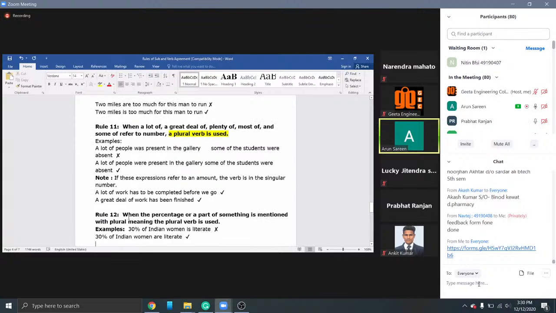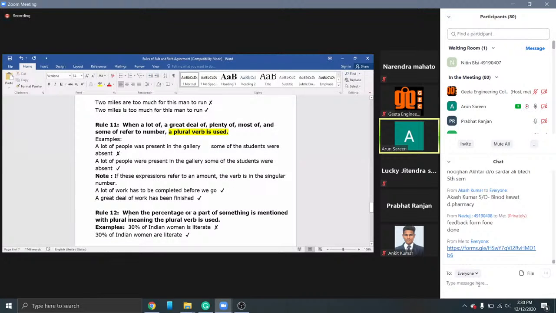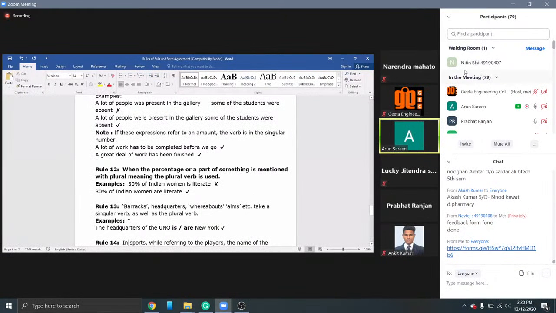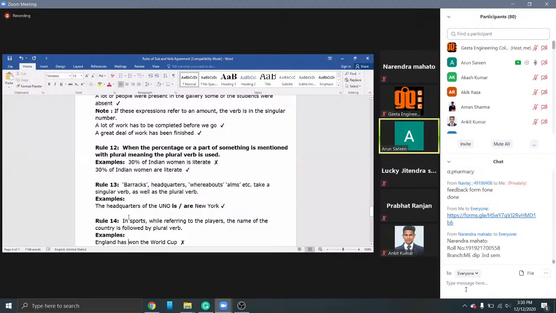That means a lot of money has been spent. That way. Rule number 12. When the percentage or part of something is mentioned with plural meaning, the plural verb is used definitely because both of them should match. 30% of Indian women is illiterate. When 30% is referring to plural, why should he use is here? Okay, so the correct is 30% of Indian women are literate.